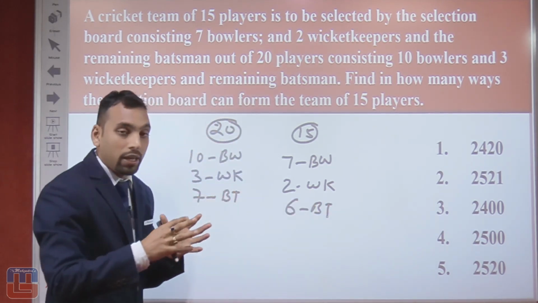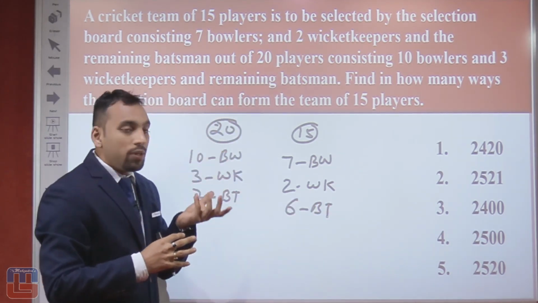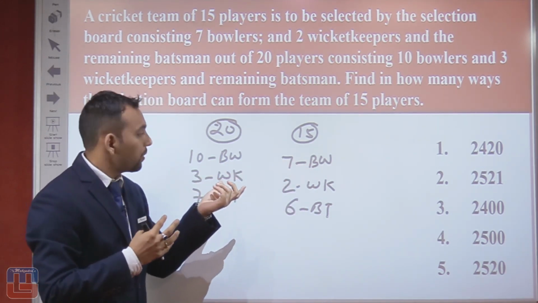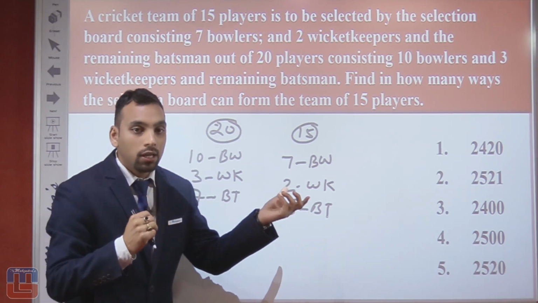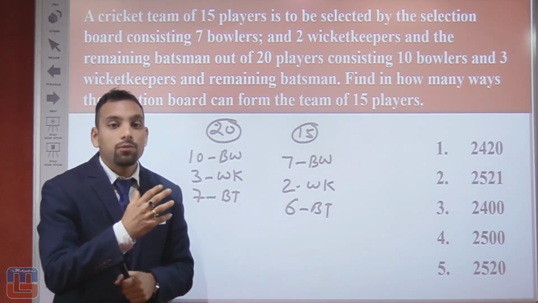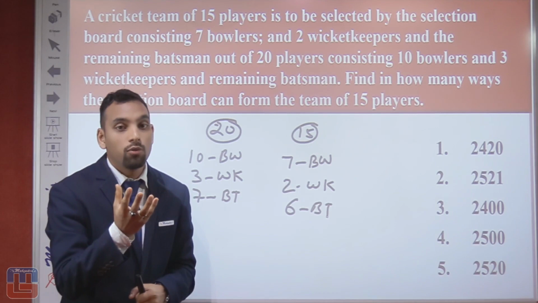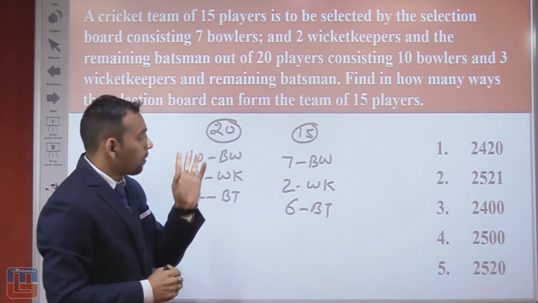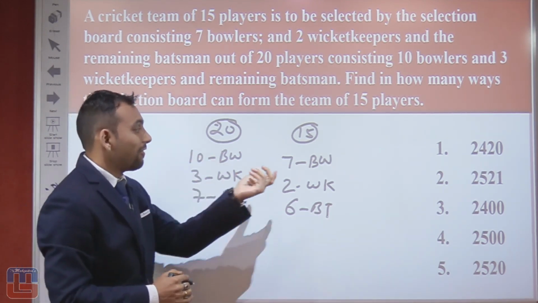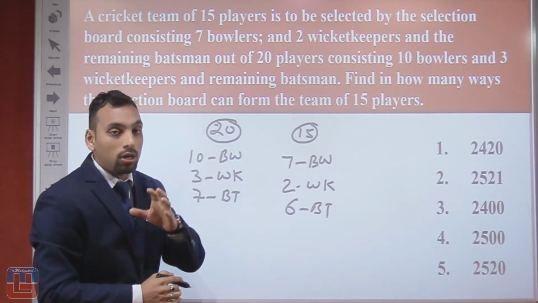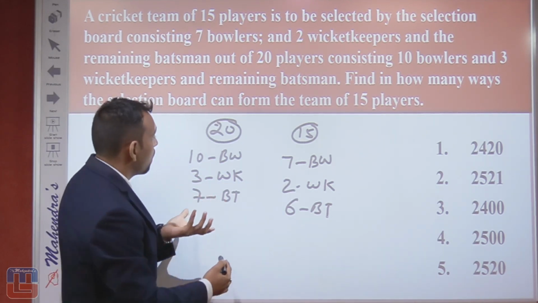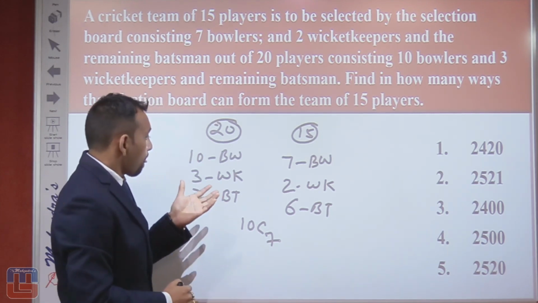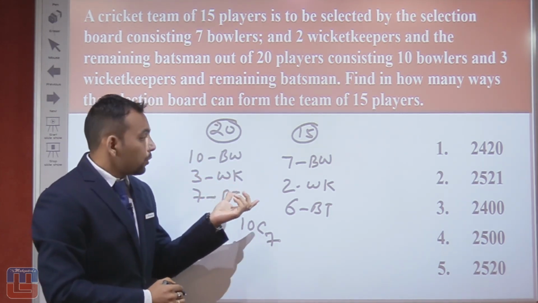Now things are very clear. We have 10 bowlers and we have to select 7 bowlers. In the same way, we have 3 wicket keepers and we have to select 2 wicket keepers. Now we have 7 batsmen and we have to select 6 batsmen. So how will we select? We will use the property of combination here: 7 bowlers can be selected from 10 bowlers in 10 C 7 ways. Now total wicket keepers we have is 3 and we have to select 2.